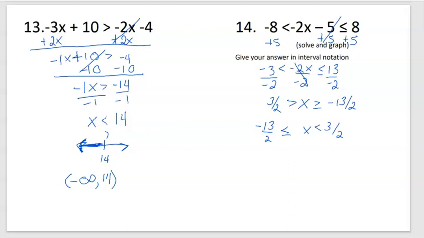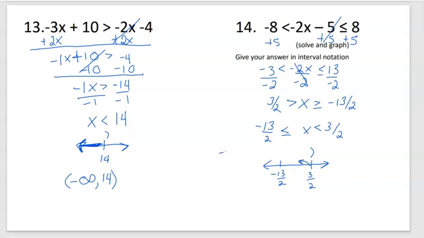Now, if I go to make a number line, I'm going to jot down the negative 13 over 2 and the 3 over 2. With the 3 over 2, I know it's going to be a parenthesis, and I know I'm going to shade in this direction because this inequality symbol looks like that in the arrow. So I'm going to shade that way.